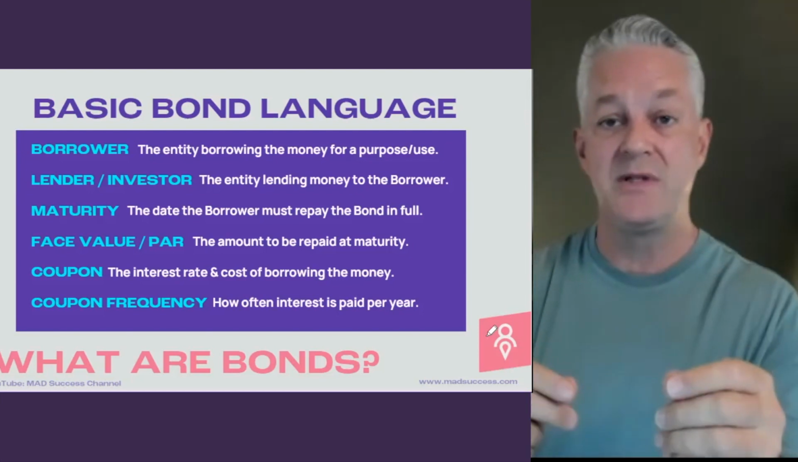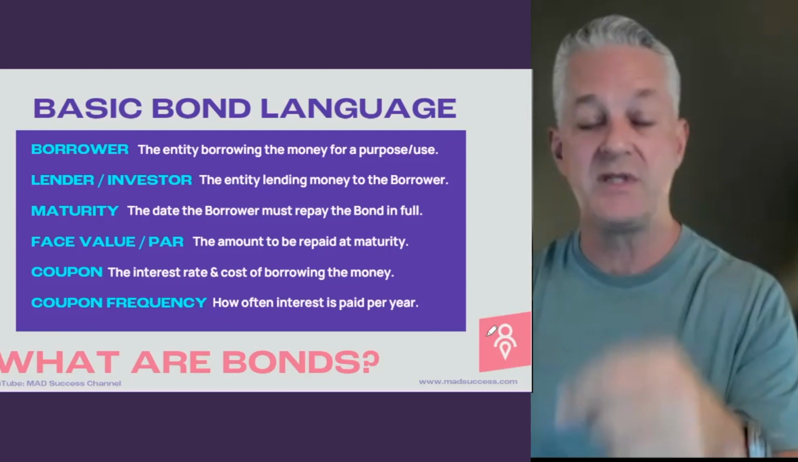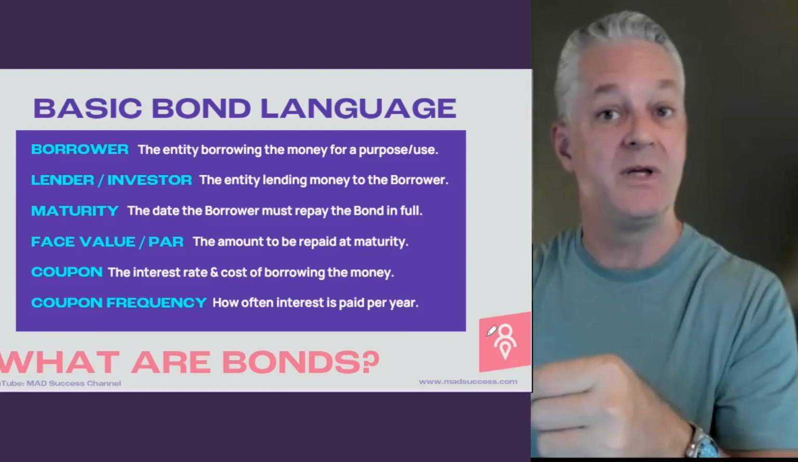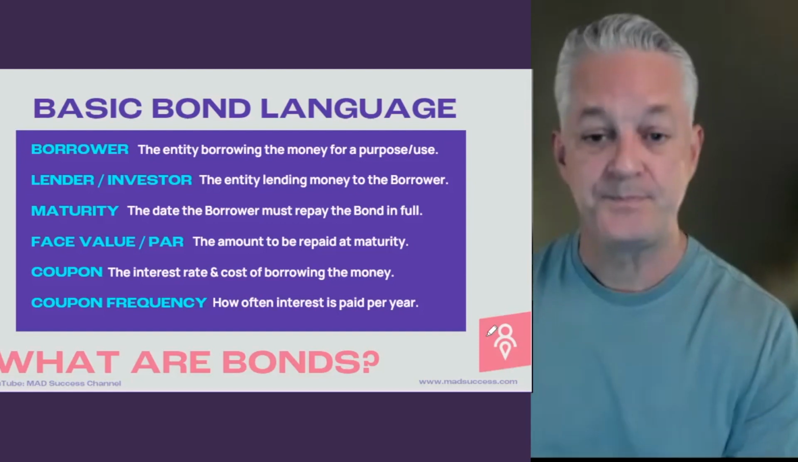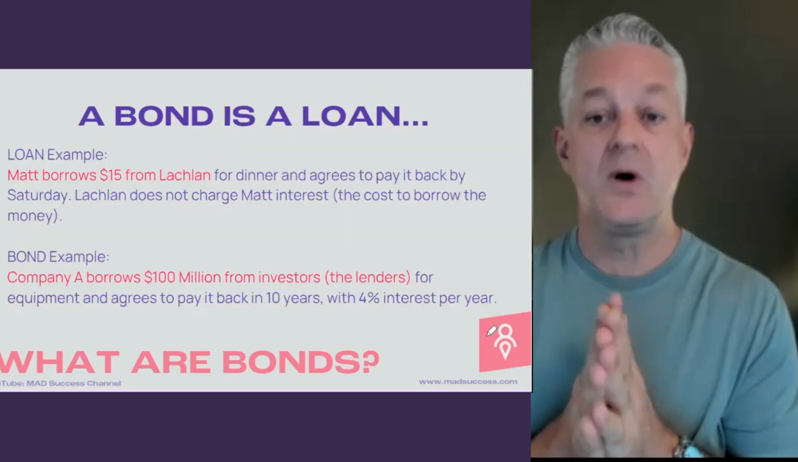So sometimes coupons are monthly, sometimes they're quarterly, sometimes semi-annually, sometimes annually. Sometimes they're only paid once a year, okay? So that's what frequency means. So let's go into some examples.